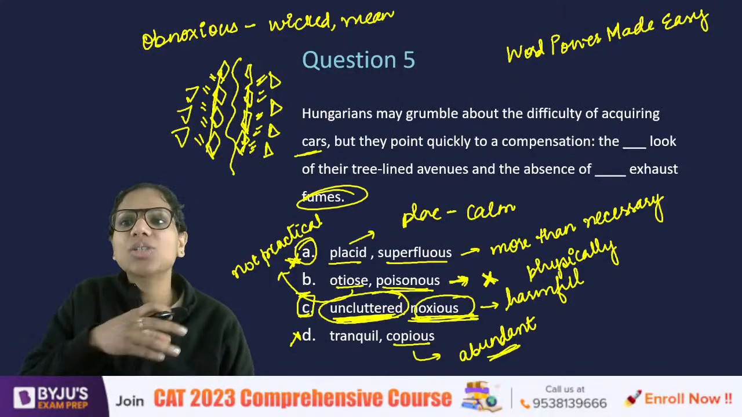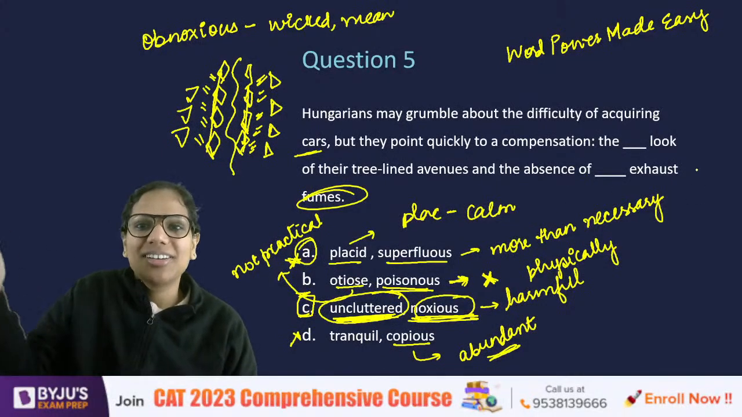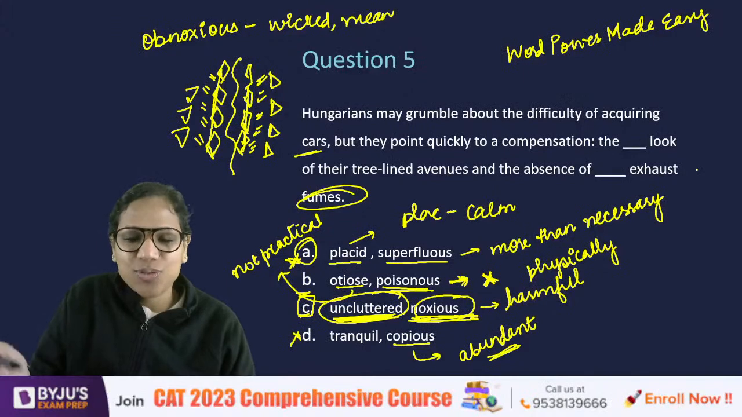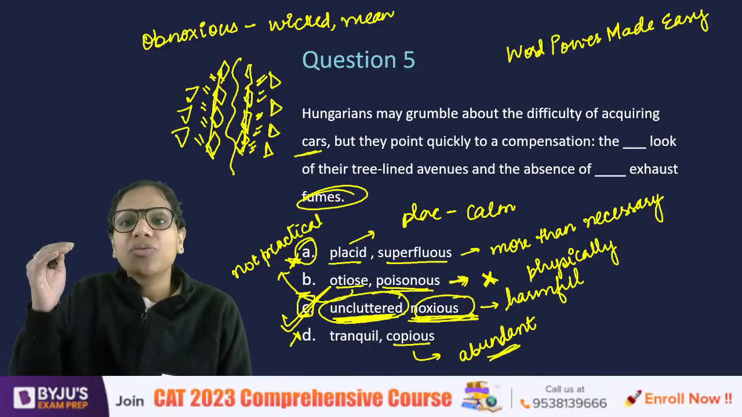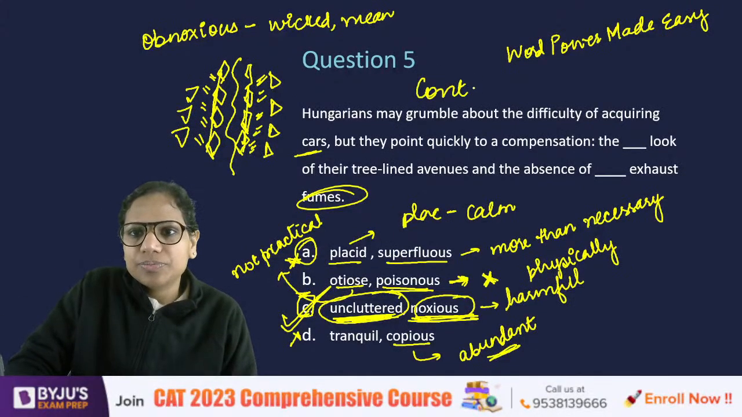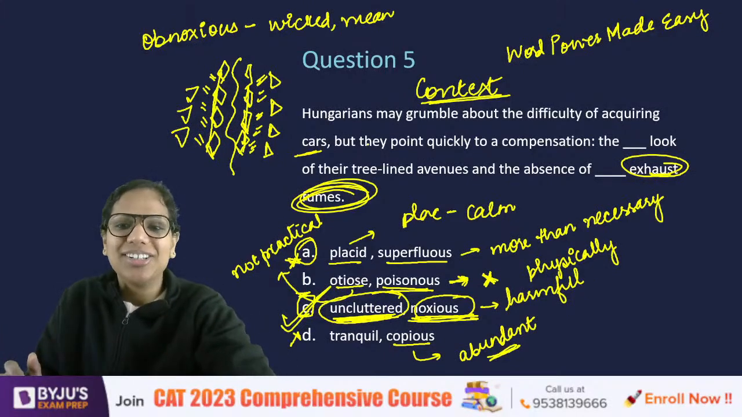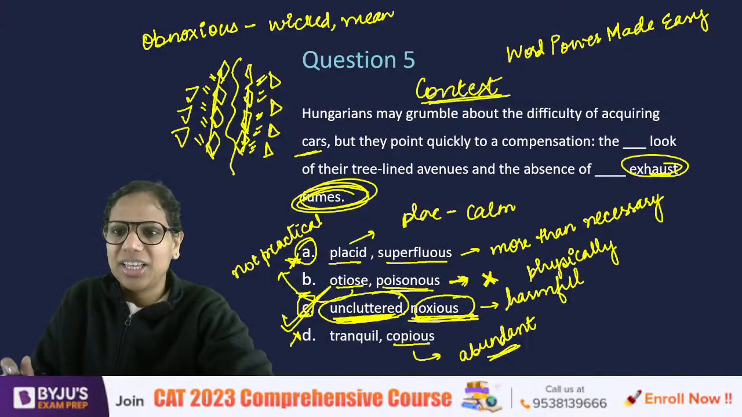Right? These areas will look calm, they'll look placid, and there will be an absence of abundant, superfluous exhaust fumes that's there, but better still. So here we are now strictly going by the context. A good question, this one. We have to pay attention to precisely what has been talked about, and tree lined avenues. So cluttered, uncluttered, we have to see.